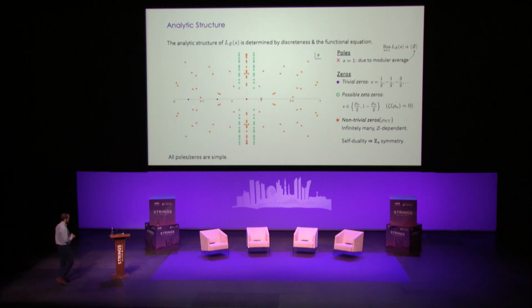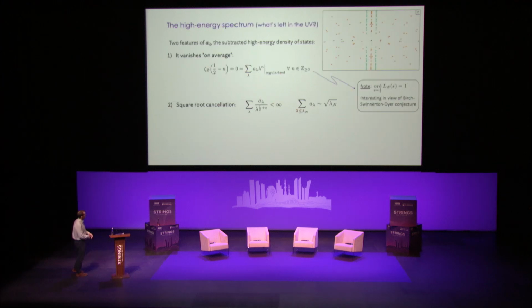And unlike a standard L function, I don't currently have an argument that they can't have positive real part, moving out arbitrarily far in the complex plane. It's a big open question to study the properties of these non-trivial zeros, but they depend on the theory Z that we're talking about. And you can derive certain formal results relating the zeros to other properties of this thing. So let me highlight 2 features of this subtracted high energy density of states, A of lambda.